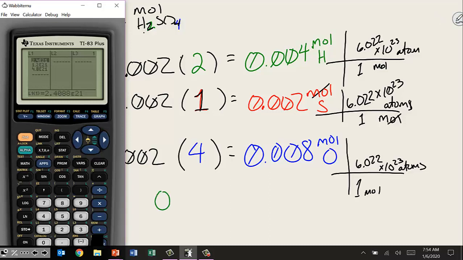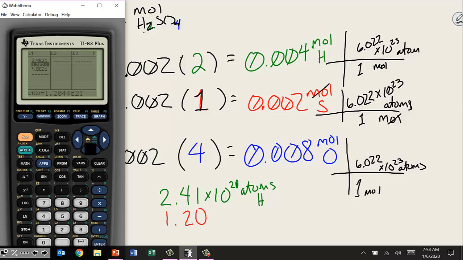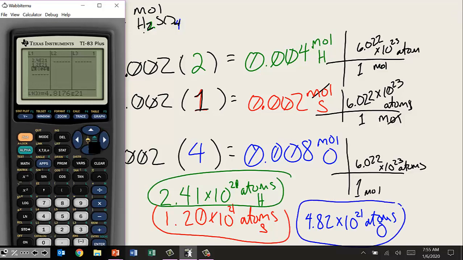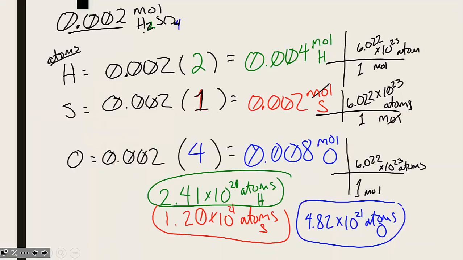You would end up with 2.41 times 10 to the 21st atoms of hydrogen, 1.20 times 10 to the 21st atoms of sulfur, and 4.82 times 10 to the 21st atoms of oxygen. Doing that on your calculator is known as a batch transformation. It can make you work through a problem fairly quickly.